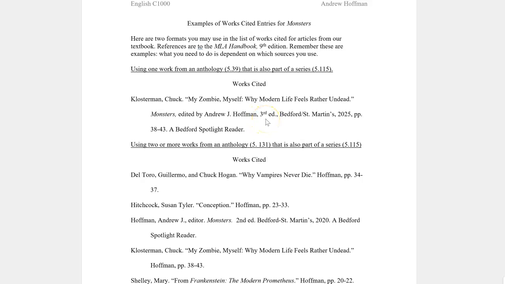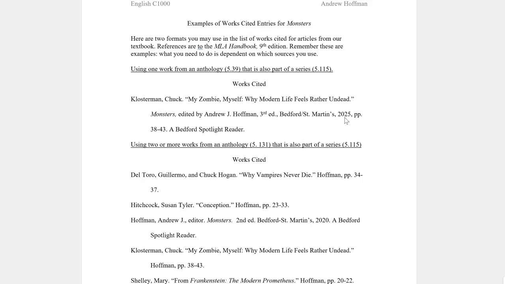The book is now in the 3rd edition, so it says 3rd edition, or 3rd ed., period. The publishing house is Bedford/St. Martin's. So you see Bedford, and then there's a slash, St. Martin's. Notice the apostrophe, comma, and the year of publication is 2025, which of course is found on the copyright page. Now, because we're taking a specific part of the anthology, in other words, the article from the anthology.